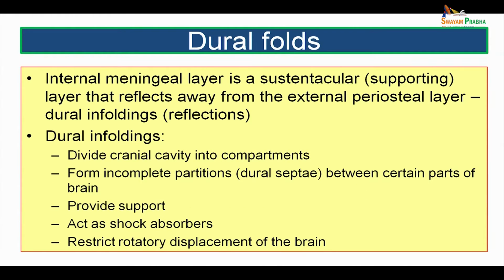The internal meningeal layer is a sustentacular or supporting layer that reflects away from the external periosteal layer, thus giving rise to reflections which are called the dural infoldings. What do these dural infoldings do? These divide the cranial cavity into compartments. They form incomplete partitions or dural septae between certain parts of the brain tissue. They provide support, they act as shock absorbers, and they also restrict rotatory displacement of the brain tissue.